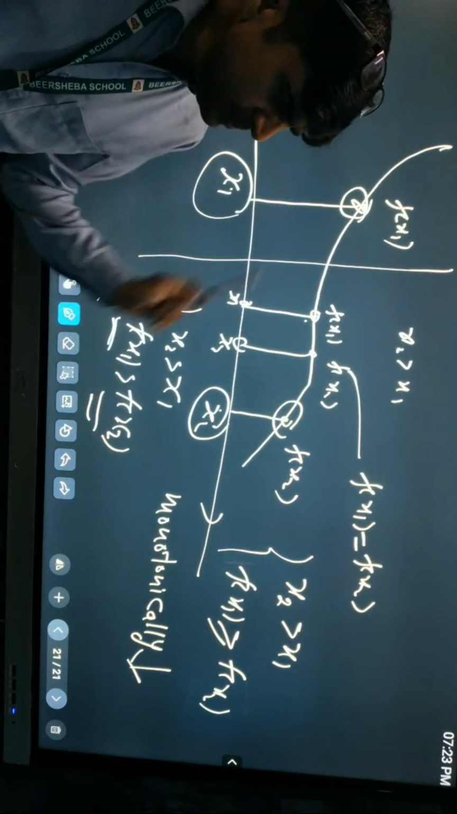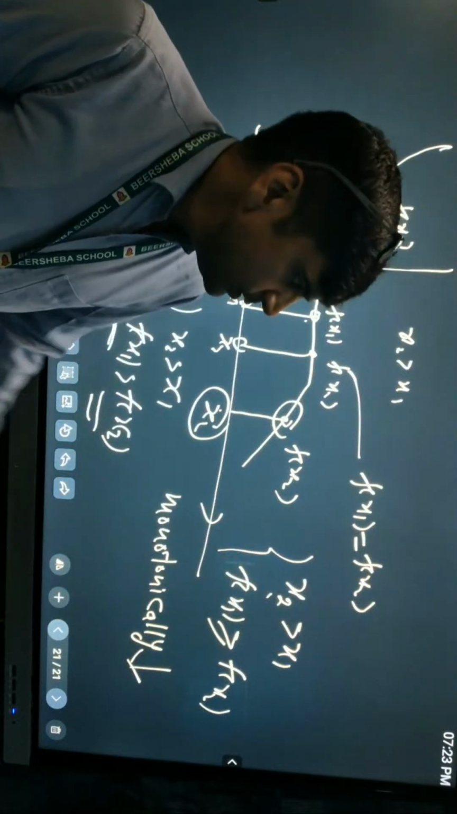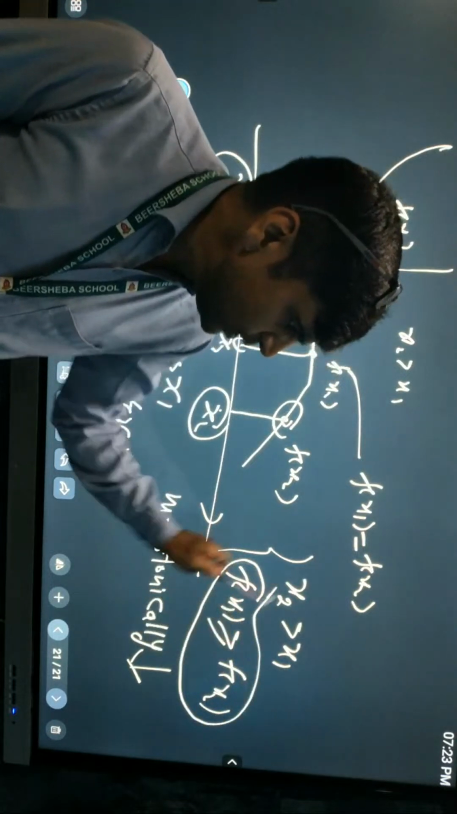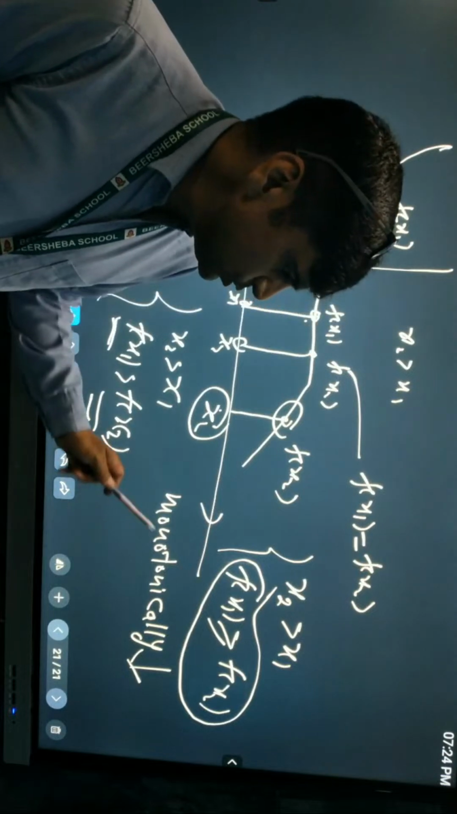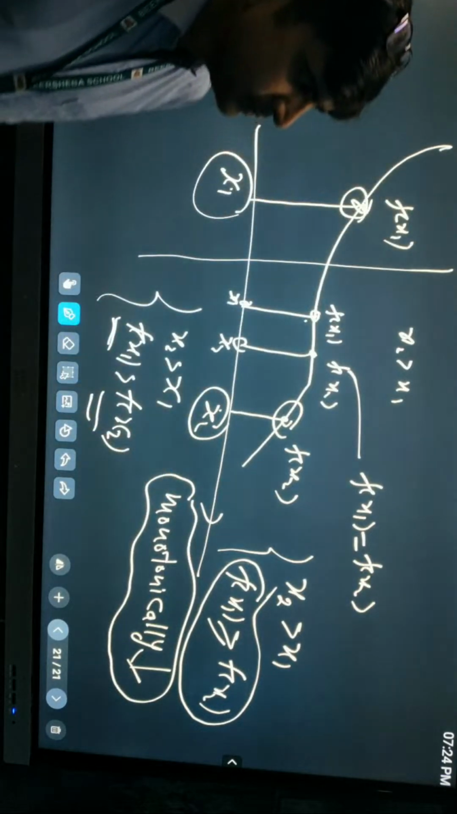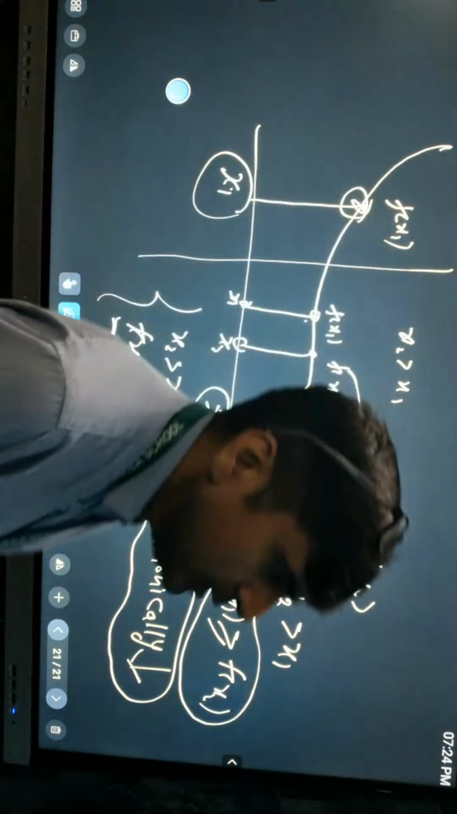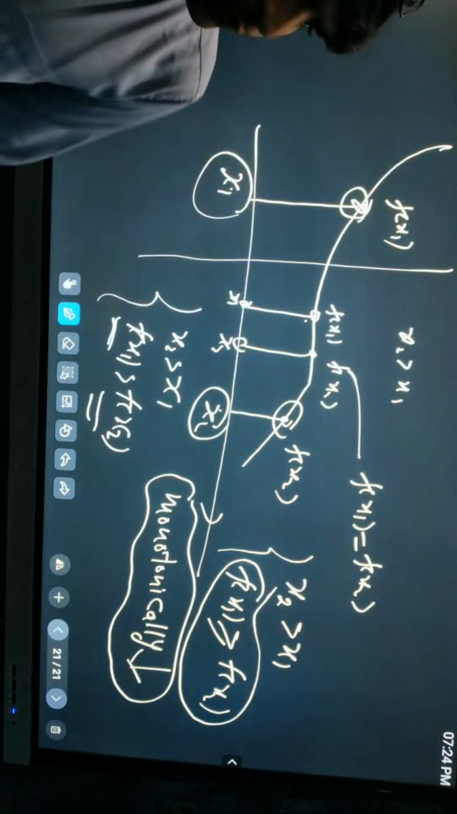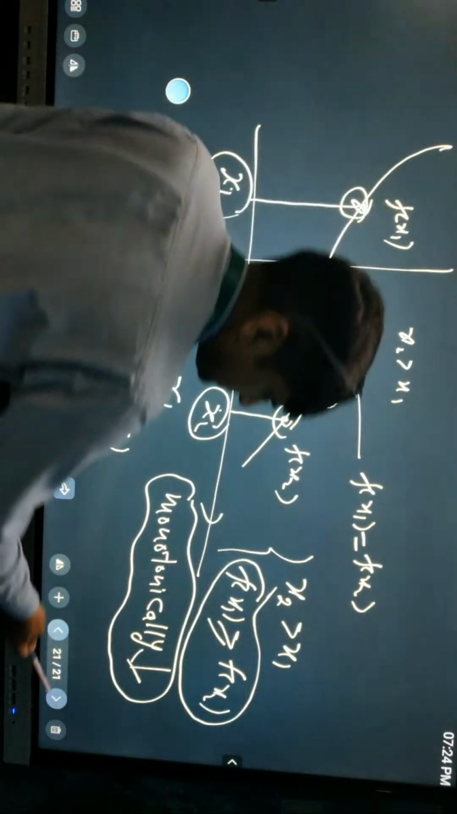So bachcho, after summarizing these two concepts, we have x2 greater than x1, but the functional value f(x1) is greater than or equal to f(x2). It means this is known as a monotonically decreasing function. Now for finding the concept question, we use another concept for increasing and decreasing functions.